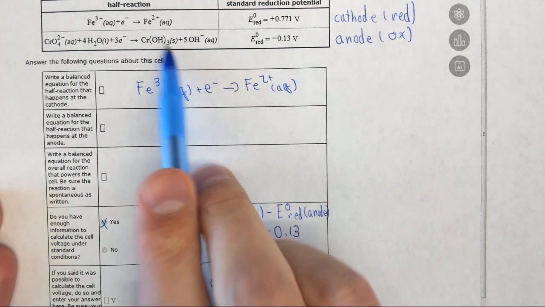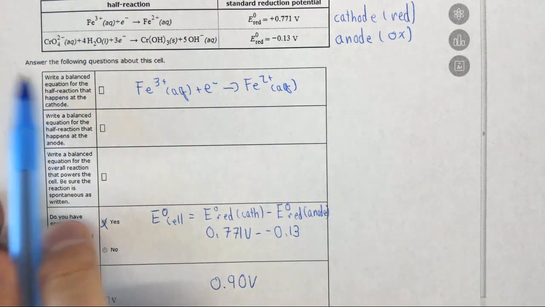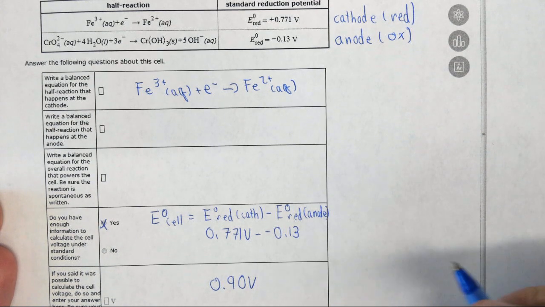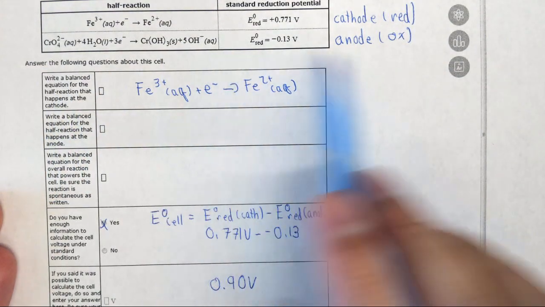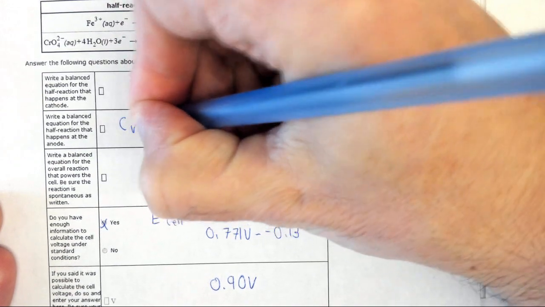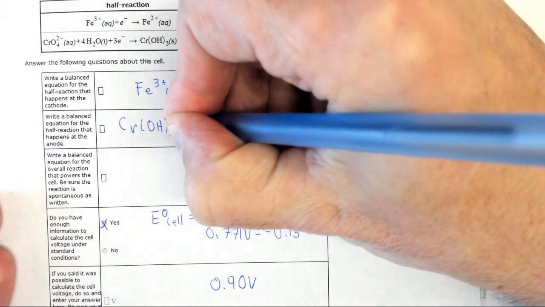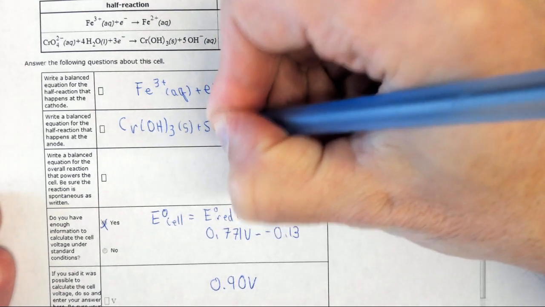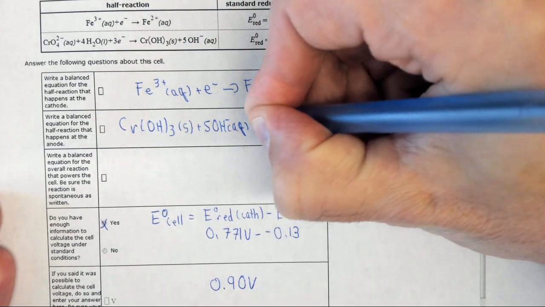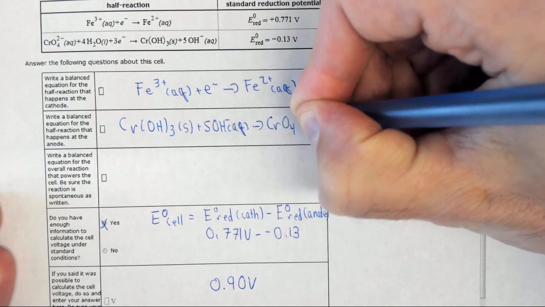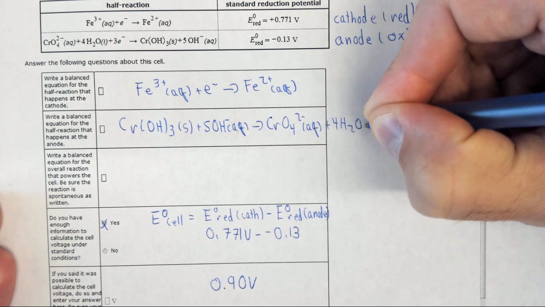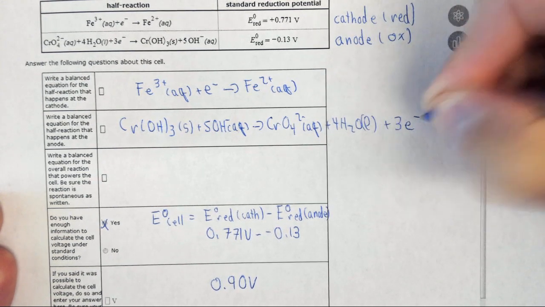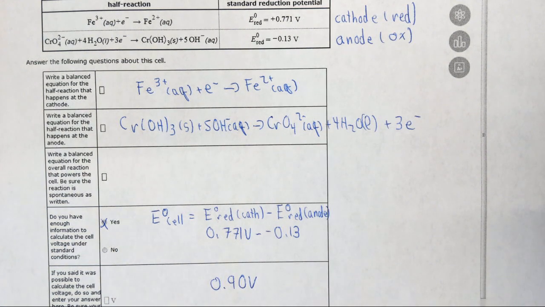However, at the anode, this is not the reaction that's occurring. What's happening is the reverse of this reaction, because it's really oxidation. It is not reduction. So this is written as reduction, but we actually need the oxidation, so we need the reverse, which is Cr(OH)3 solid plus 5 OH- aqueous yields CrO4 2- aqueous plus 4 H2O liquid plus 3 electrons. So now we've got those.